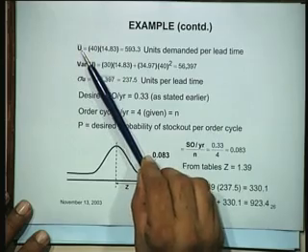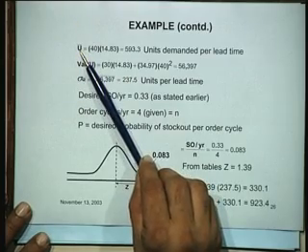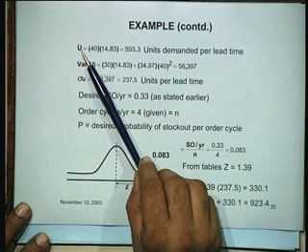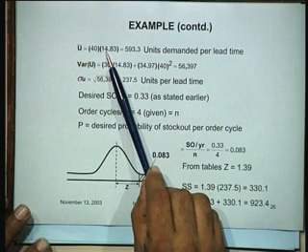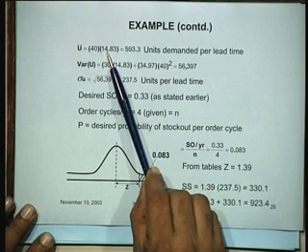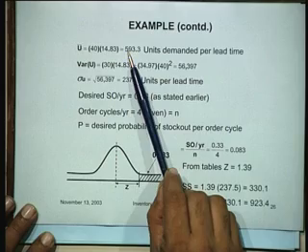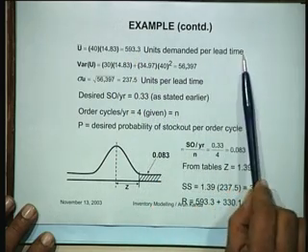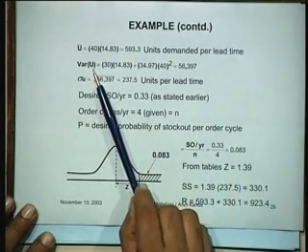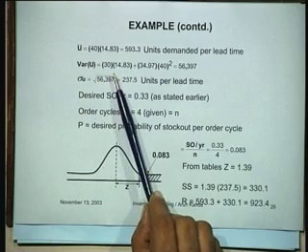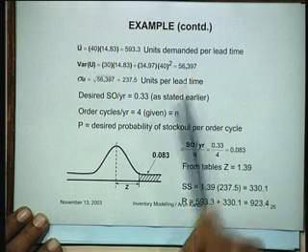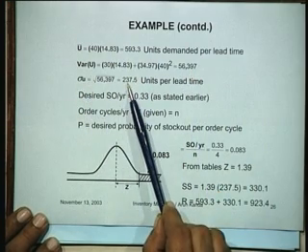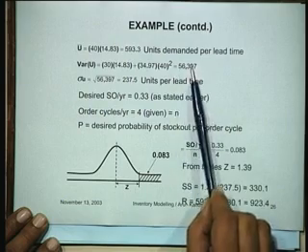Then we are using this data. U bar is nothing but the average consumption during lead time. So this will be 40 into 14.83, which we have calculated here, demand multiplied with lead time, approximately 593 units demanded per lead time. The variance of U, by utilizing the formula that we had just derived, can be worked out to 56,397. So sigma U can be obtained as 237.5, just the square root of this.